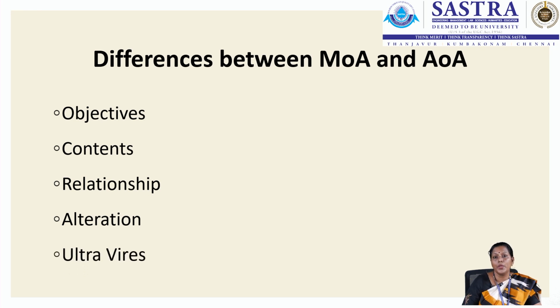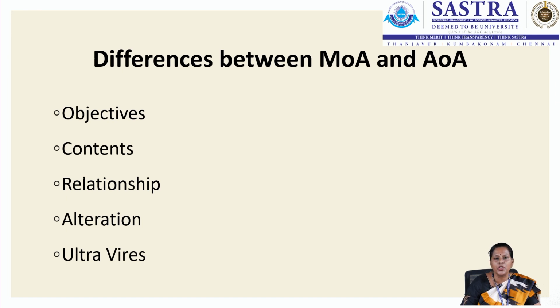The next difference is to do with ultra vires. Anything that is done beyond the scope of the memorandum of association is considered to be ultra vires. That becomes null and void. If the company gets into any activity which violates any of the clauses of the memorandum of association, then it is considered ultra vires and null and void, and no one can ratify it, in the sense they cannot change it later.